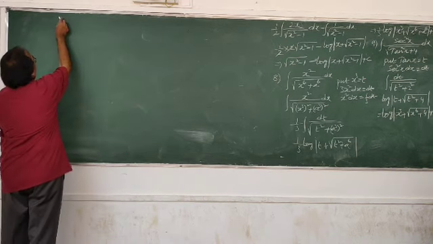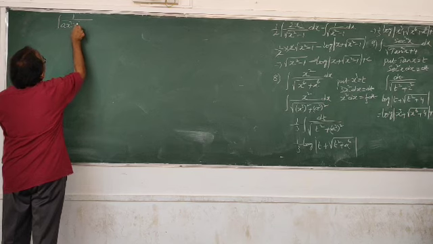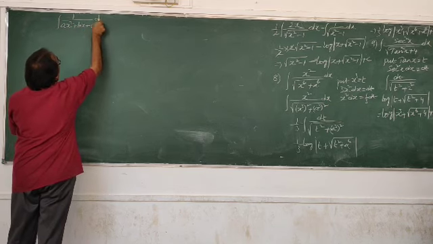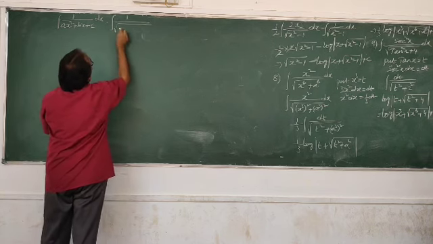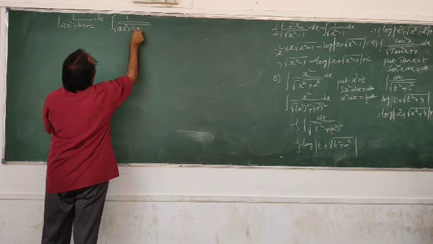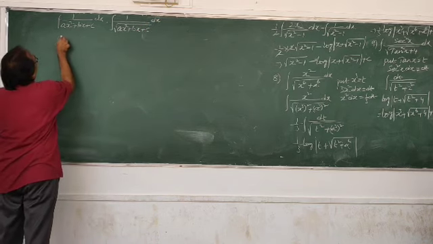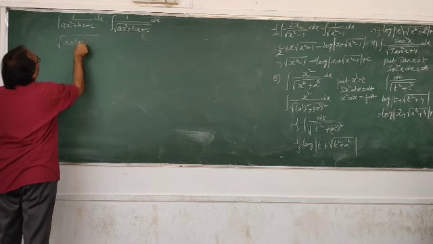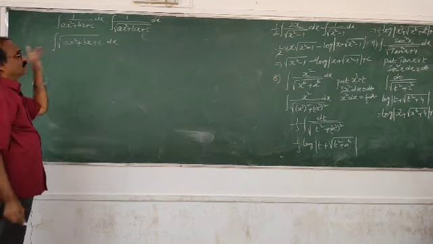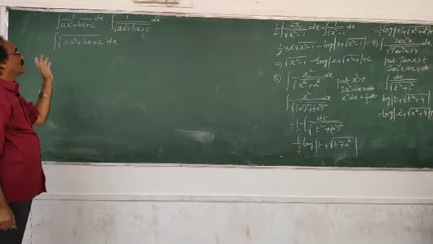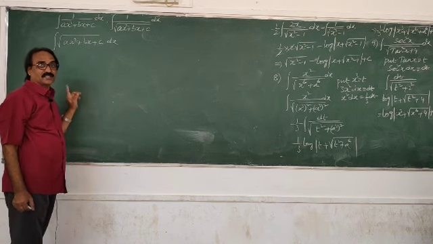A given function is of the form integral 1 by ax square plus bx plus c dx, or integral 1 by root of ax square plus bx plus c dx, or integral root of ax square plus bx plus c dx. Whenever any of these 3 forms comes, here you have to remember how to proceed with the problem.